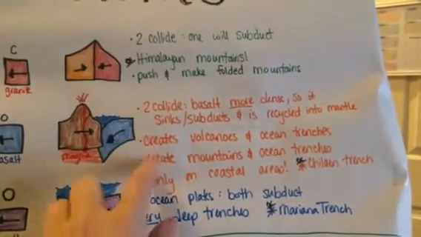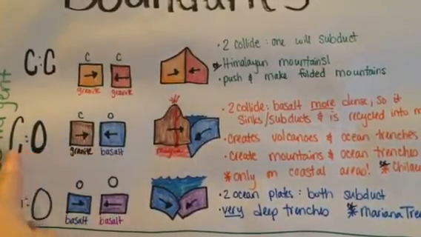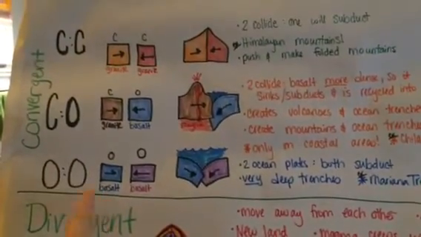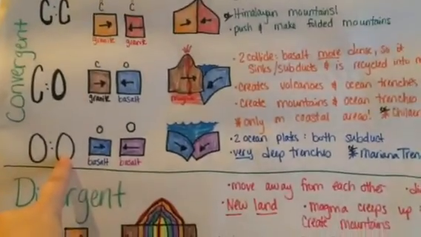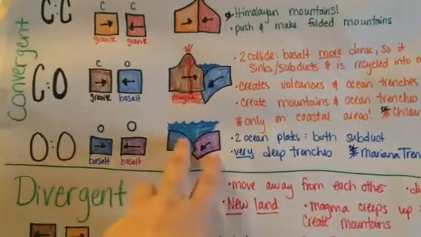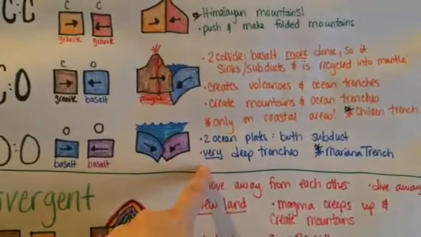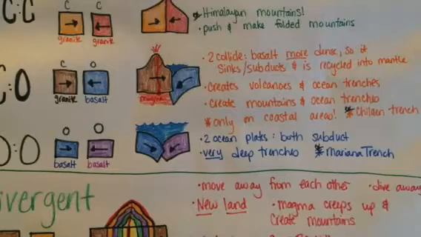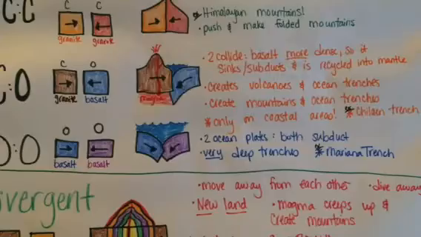So when we do our map work, any of the ones where the arrows are going towards each other like this, and it's land and water, it's going to be this subduction zone. Then the next one is ocean to ocean convergence. When two plates collide and they're both oceans, they're both going to subduct. So when they both subduct, we get really, really deep trenches. The one they have put on the test previously has been the Marianas Trench.